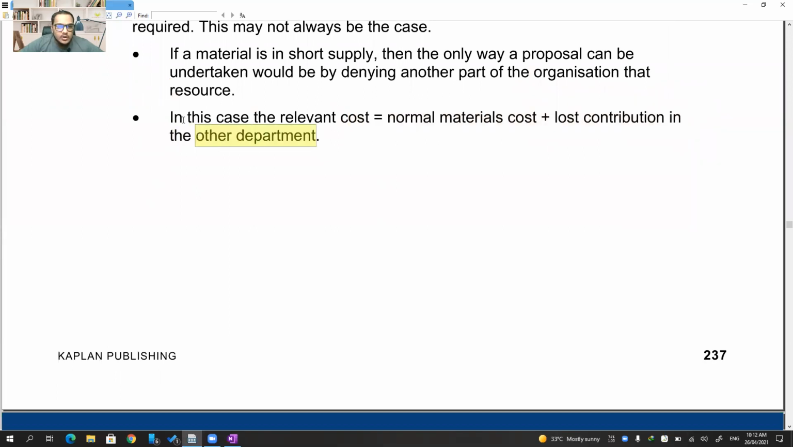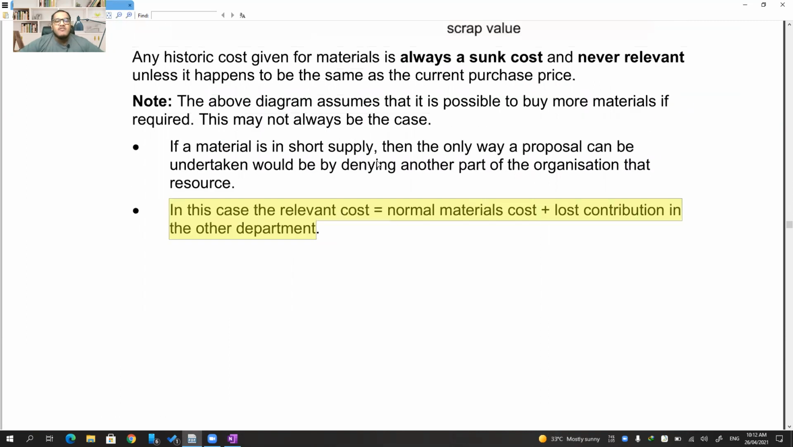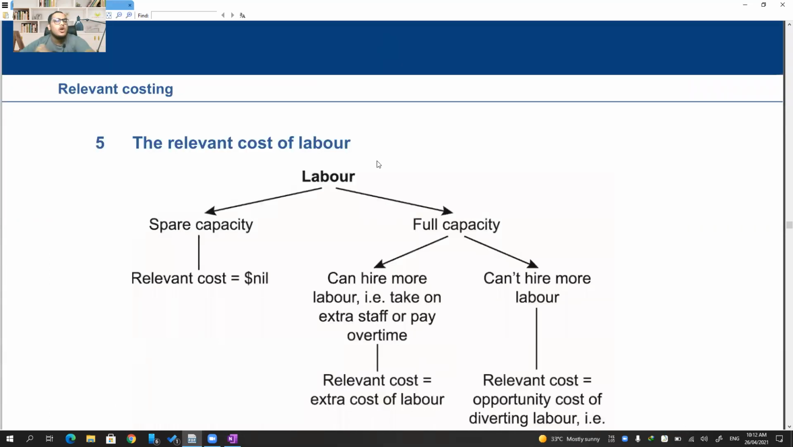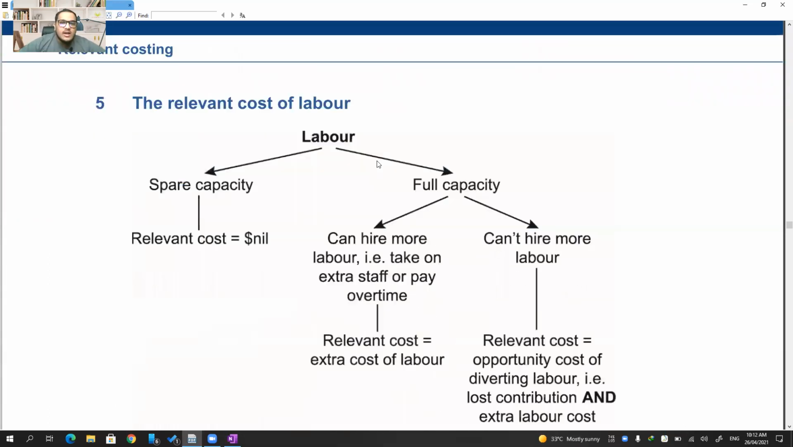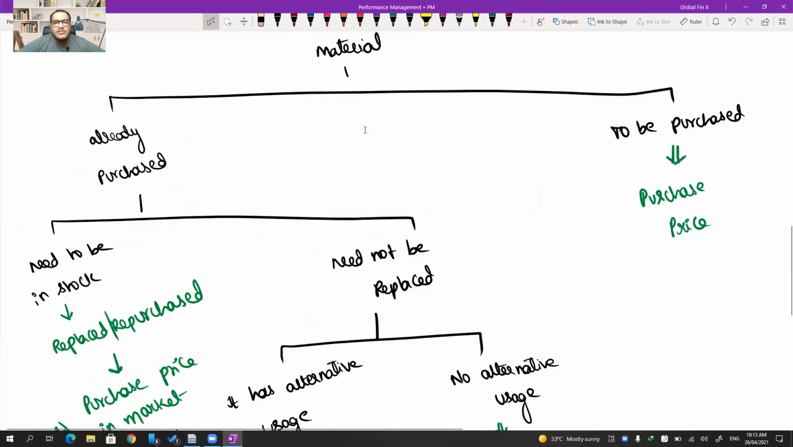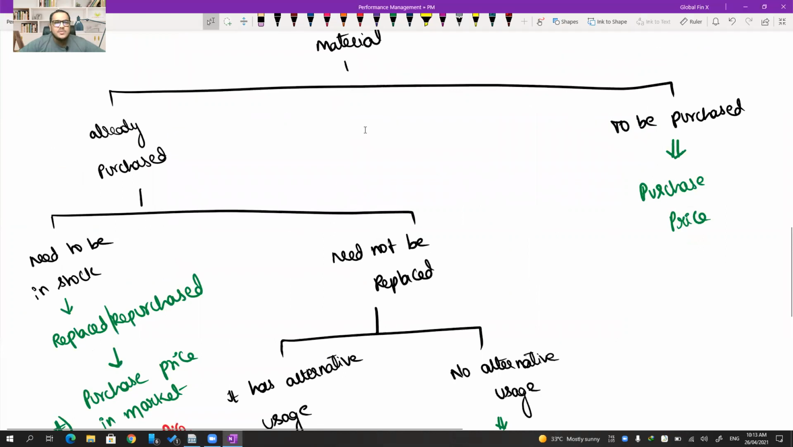What are they trying to tell you? See, if I have to replace the material with something else, but there is no stock available for that particular material, then basically you cannot replace that material. So in that case, the normal material cost plus the lost contribution will be the relevant cost. The same steps apply for labor also.